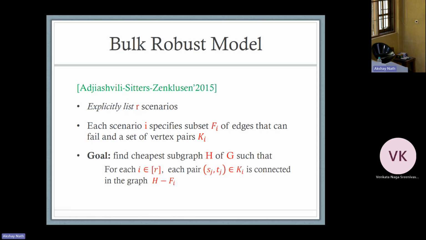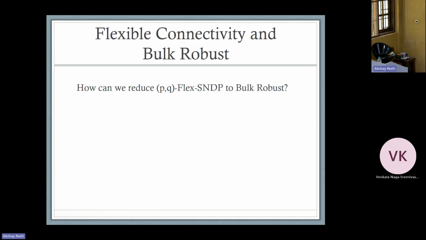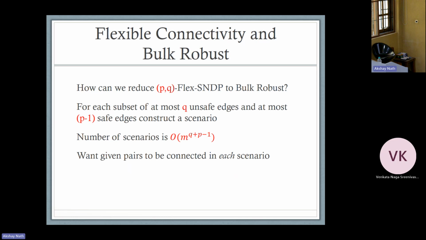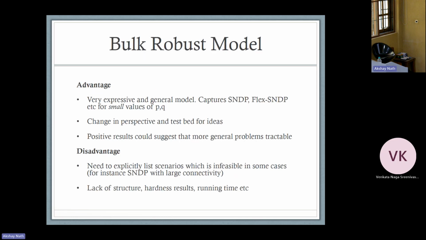Okay. So this is so general that you can express many things, including PQ flex SNDP, by brute force enumeration. Okay, fine, you can do it, but what are the advantages and disadvantages of this model? What is the price you pay for this generality? Well, how many scenarios do you have to list to encode PQ flex SNDP? You have to encode M to the P plus Q explicit scenarios. So you're listing a lot of scenarios. But if P and Q are small, at least it is a polynomial.